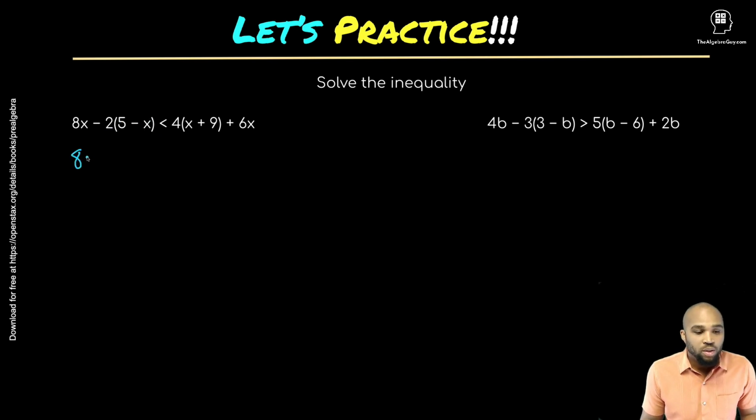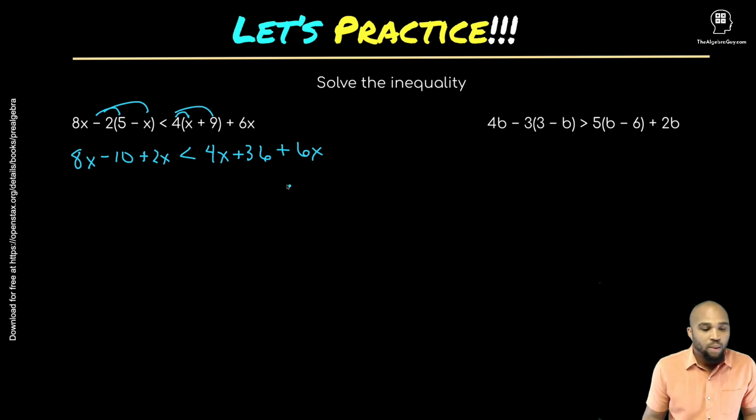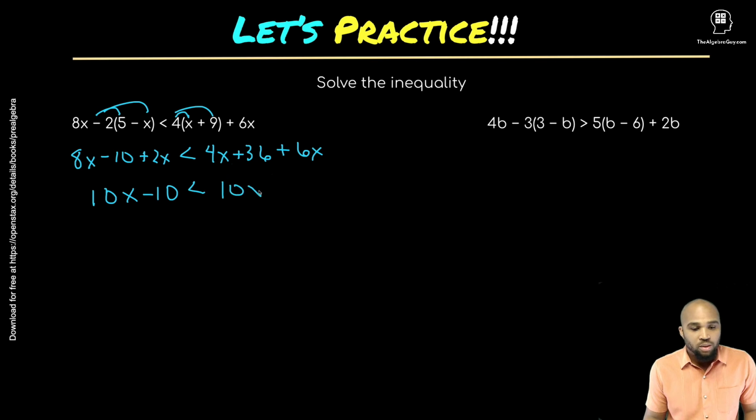So let's start with this one, 8x. I'm distributing here, it gives me a negative 10. If I keep going, it gives me a positive 2x, because negative 2 and negative x. And over here, if I distribute, I get less than 4x, and then plus 36 plus 6x. I'm going to combine my like terms to get 8x and 2x gives me 10x minus 10 is less than 4x and 6x gives me 10x plus 36.